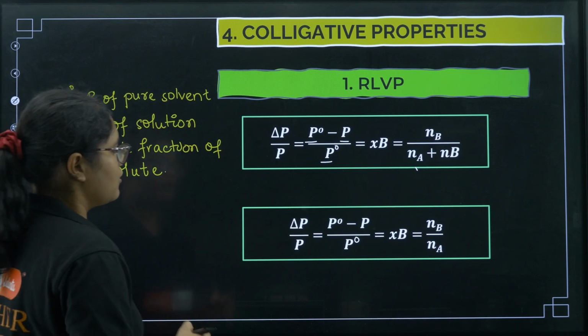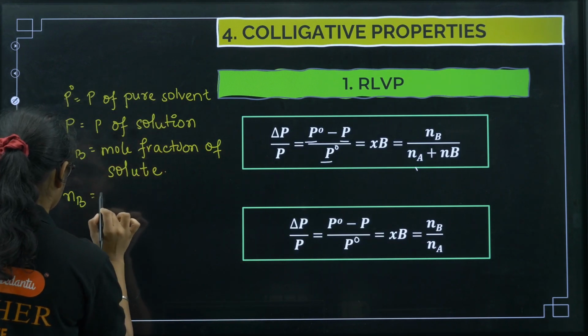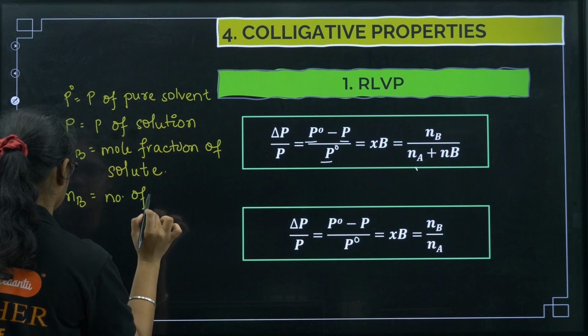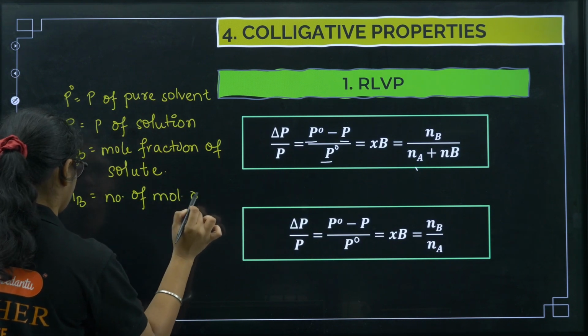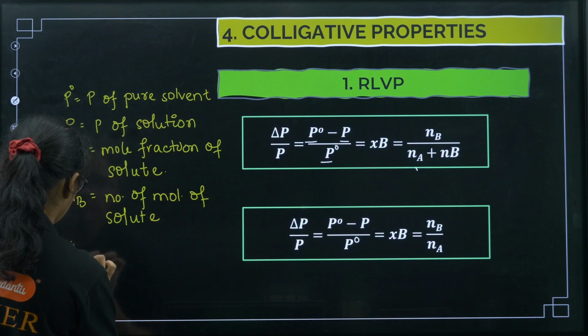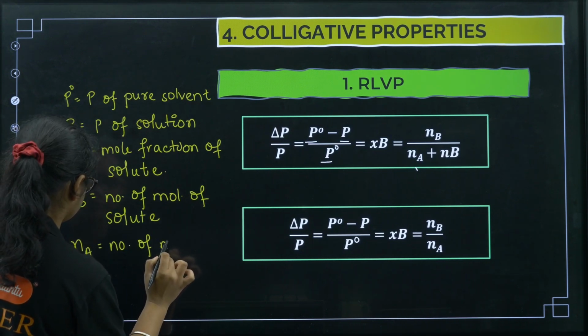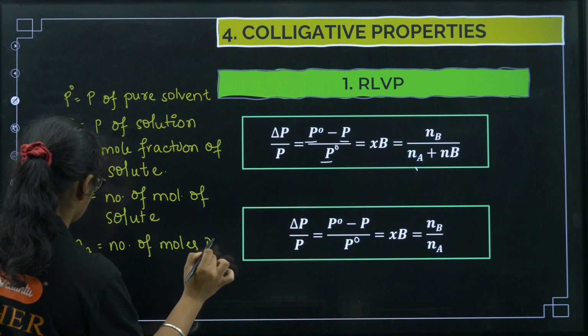Okay, now this is the formula: nB and nA. You can write down nB is the number of moles of solute, and nA is the number of moles of solvent.